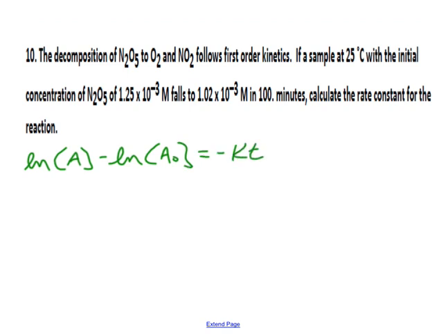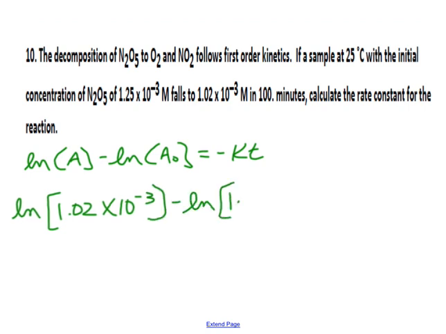ln of A minus ln of A naught. So what is my ln of A? That's after the 10 minutes has passed. 1.02 times 10 to the negative third minus ln, my original concentration is 1.25 times 10 to the negative third. I'm solving for K, and what is my time? 100, and you've got to watch the unit on time here.